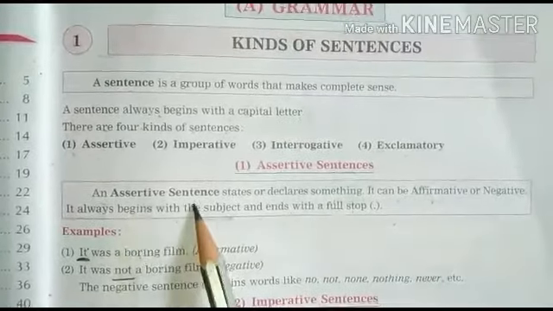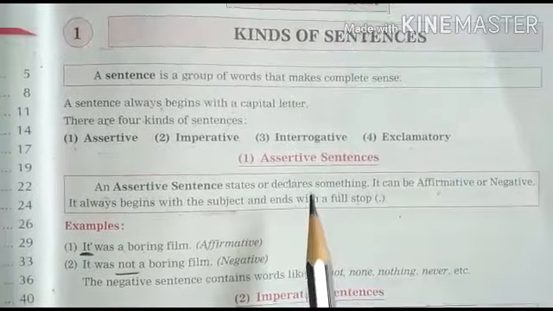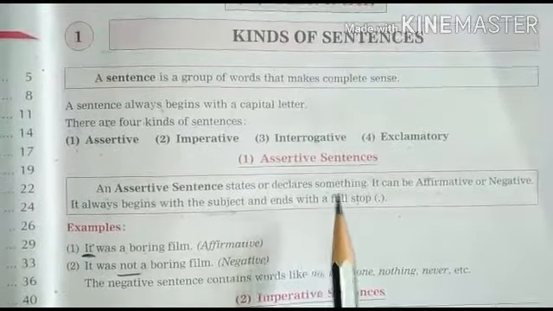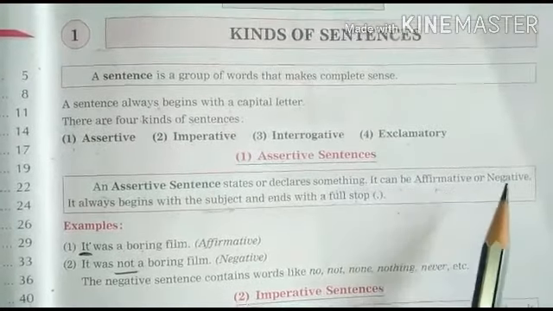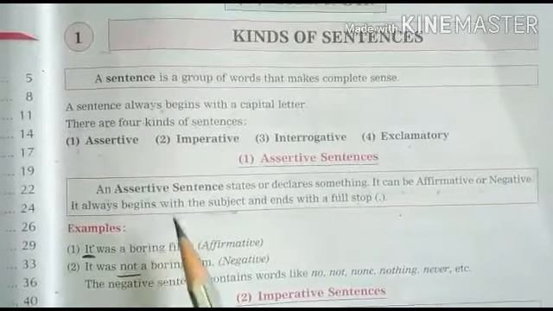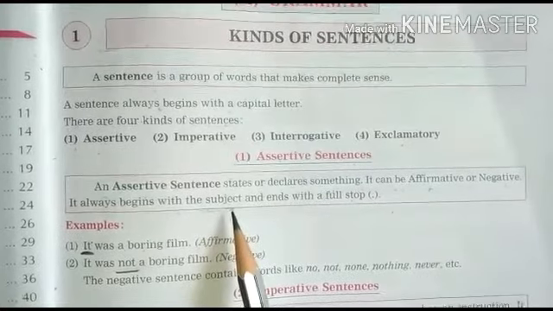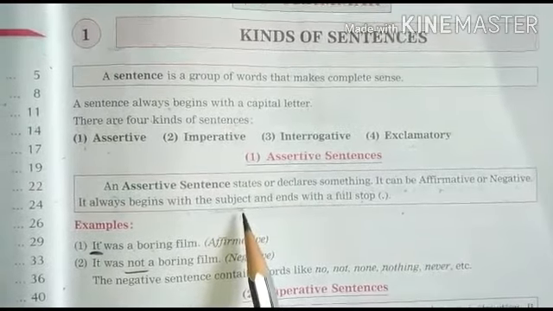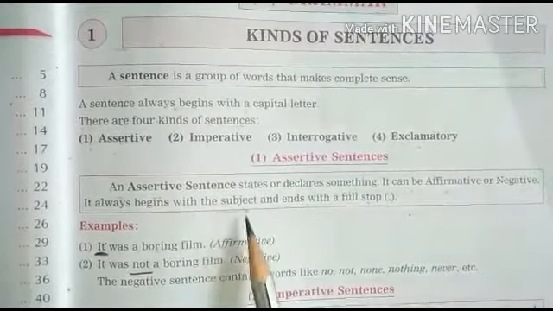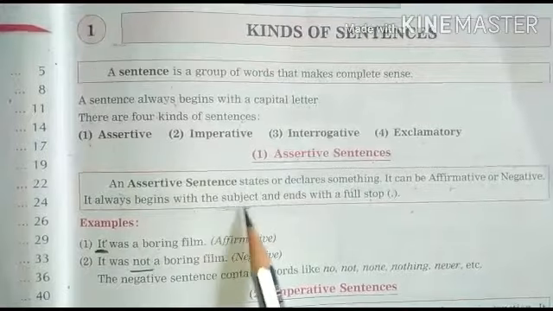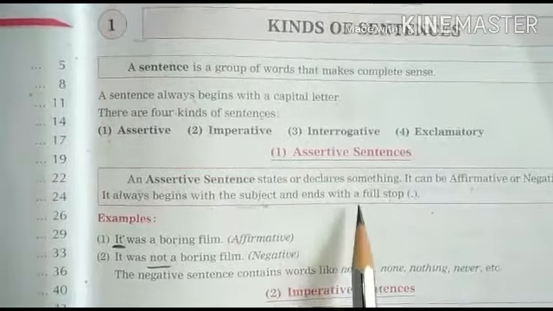So students, assertive sentences are those sentences which state something or declare something. Means these sentences tell us something. It can be affirmative. Affirmative means to agree on something, or they can be negative. It always begins with a subject. Now students, do you remember we have studied subject and predicate? Yes or no? So subject is the person or thing which we are talking about. And in this sentence it always begins with the subject, the thing or the person about which we are talking, and ends with a full stop.